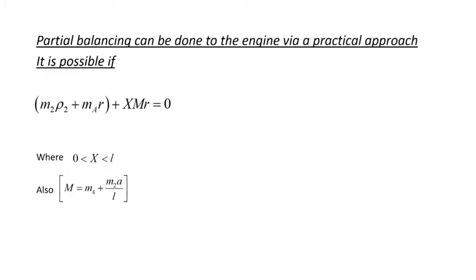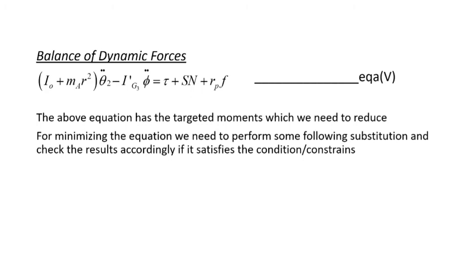Partial balancing can be done to the engine via a practical approach. It is only possible if this equation holds true and the value of x should be less than the value of L. Let's check our second part of the basic equation, where we deal with the terms of moment and angular acceleration. The above equation has targeted moments which we need to reduce. For minimizing the equation, we need to perform the following substitutions and check the result accordingly if it satisfies the conditions.